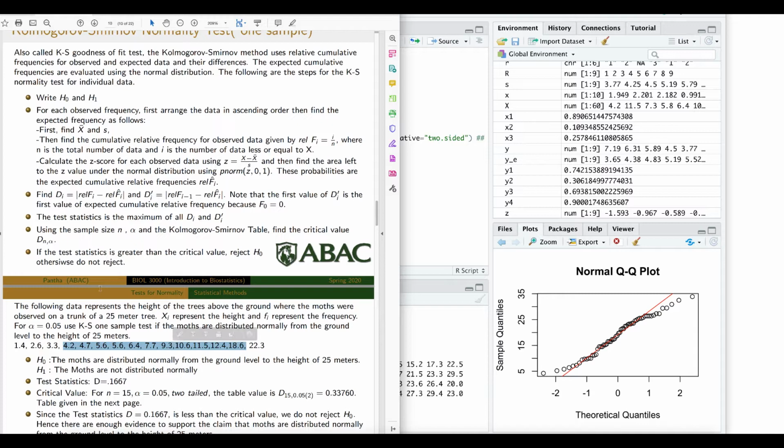And then, next, find the cumulative relative frequency for the observed data. So how do I find out the cumulative relative frequency? It is f sub i equals i over n, where n is the total number of data points and i is the number of data points less than or equal to x. So how many data points are less than or equal to that value? That we denote by i, and n is the total data points. I will show you how you do that.